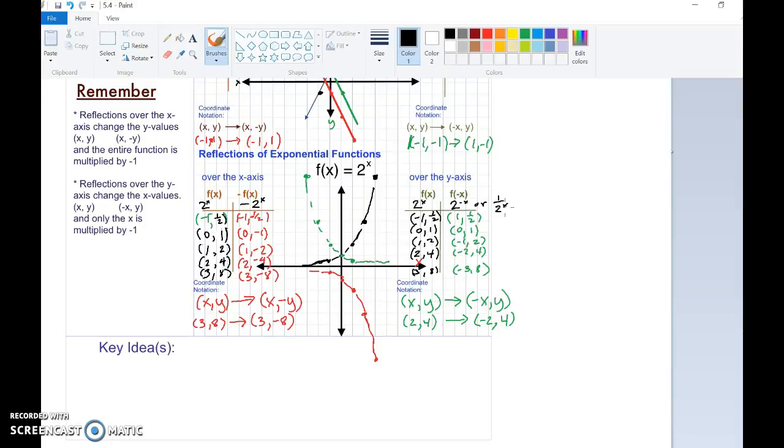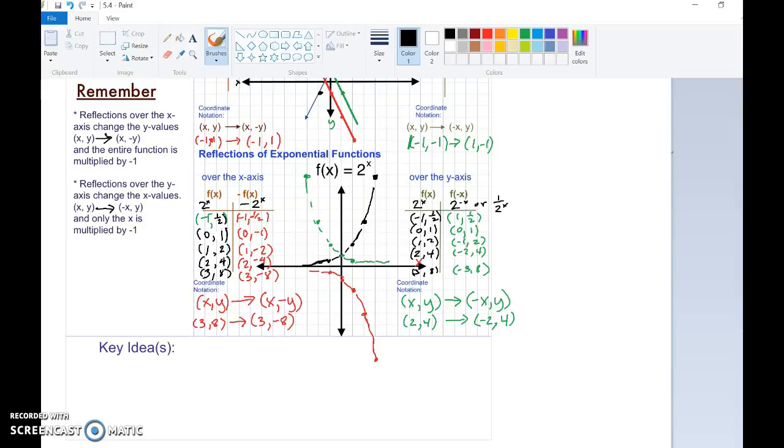Okay? Now let's go ahead and do a quick remember. Reflections, these are some important things for you to remember. Reflections over the x-axis change the y values. x, y becomes x, negative y. And the entire function is multiplied by negative 1. We take the opposite of it, all right? Reflections over the y-axis change the x values, and x, y becomes negative x, y. And only the x is multiplied by negative 1. And that's how we do reflections.